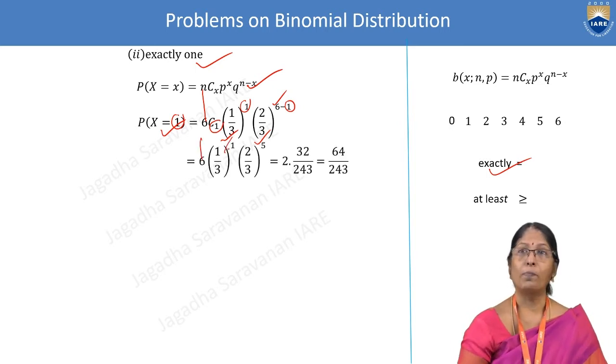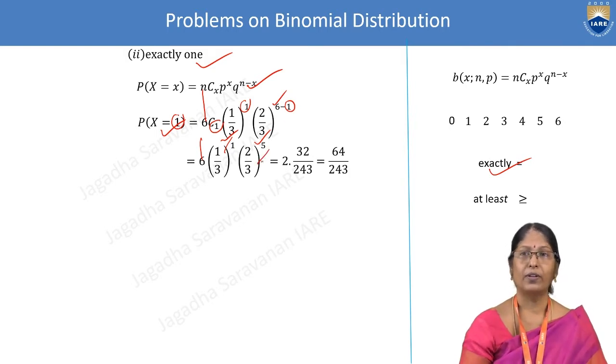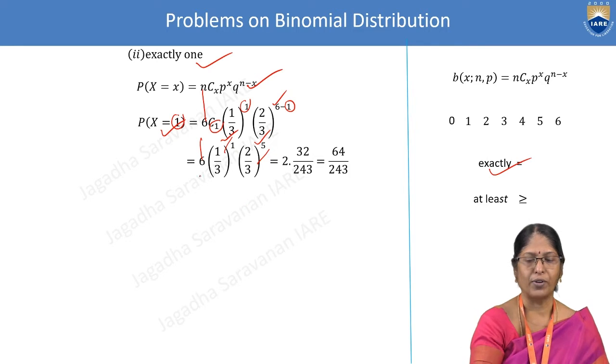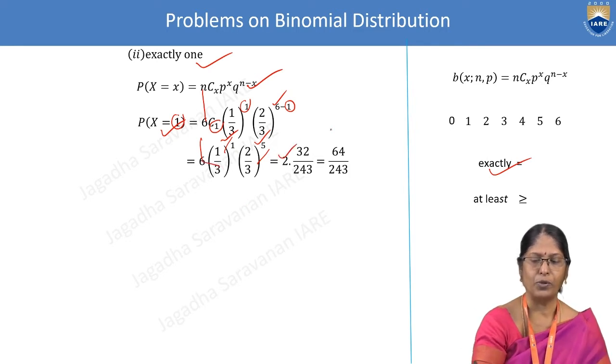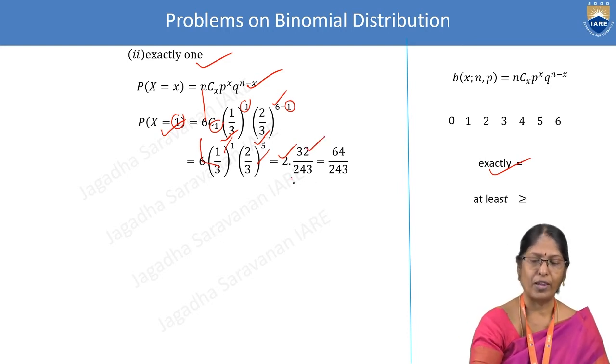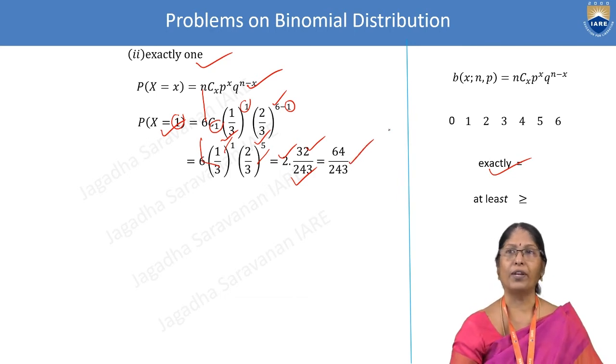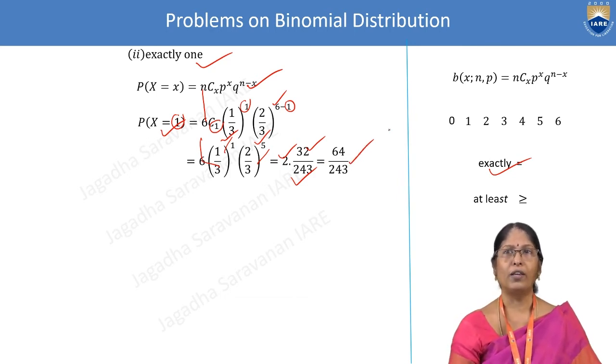This is 1 by 3 power 1, and 6 minus 1 is 5. So we did the calculations. This has become 2 by 3, so we know 2 power 5 is nothing but 32, and 3 power 5 is 243. The final answer we got is 64 by 243.